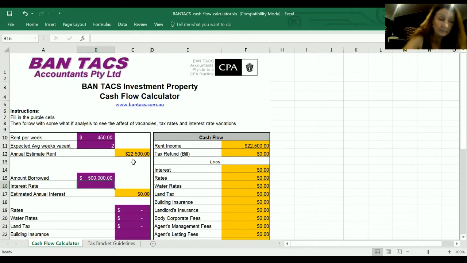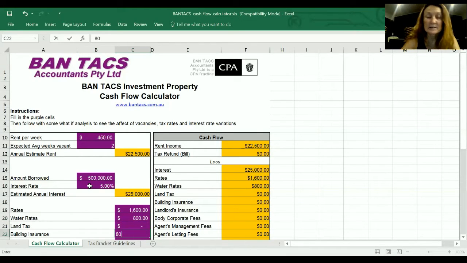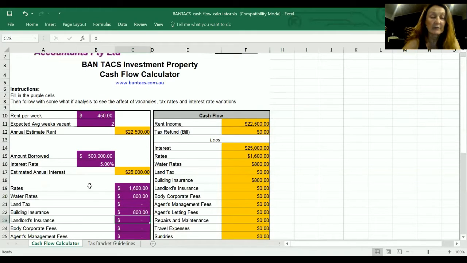So for the sake of this example, we're going to put a 5% interest rate in. And let's say rates are $1,600, water $800, land tax, let's hope you haven't got that. Building insurance, well, that varies a lot in areas, and that's certainly something you should find out in detail before you sign a contract and decide to buy. Besides, you need to insure it at the time you sign the contract anyway, so it's a worthwhile thing to do. Landlord's insurance, say $250.